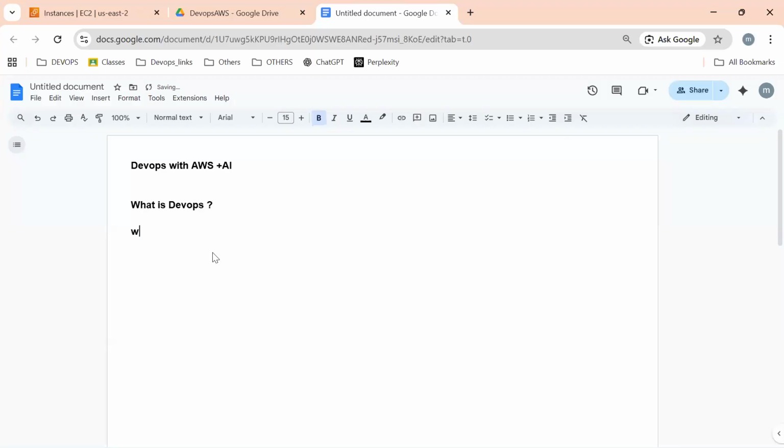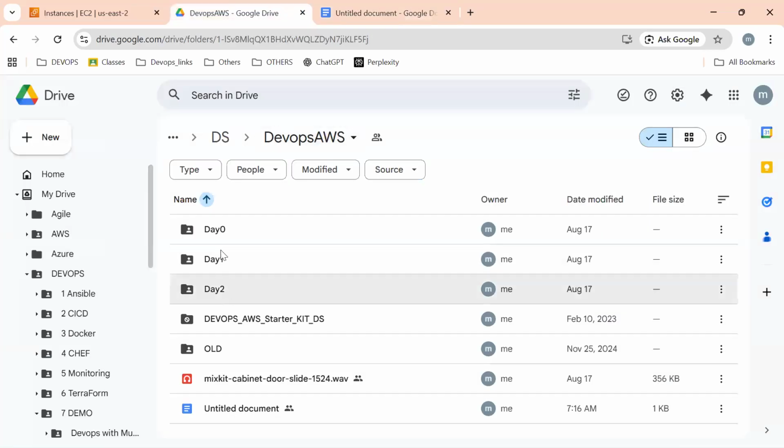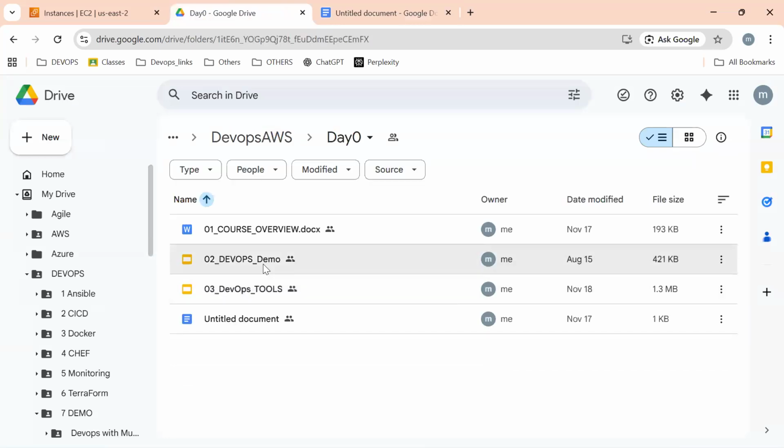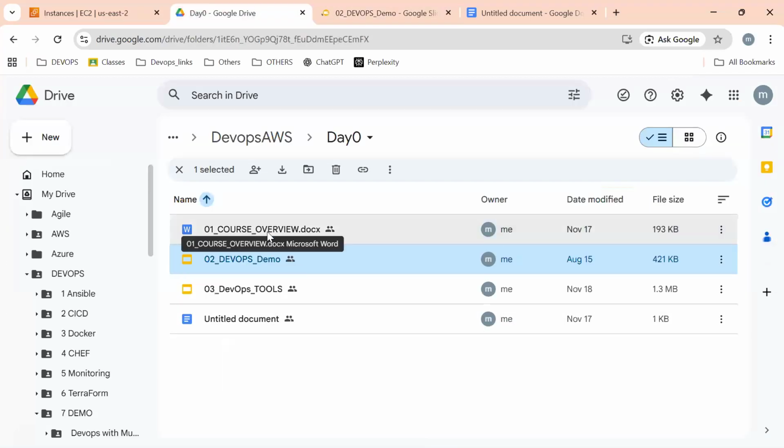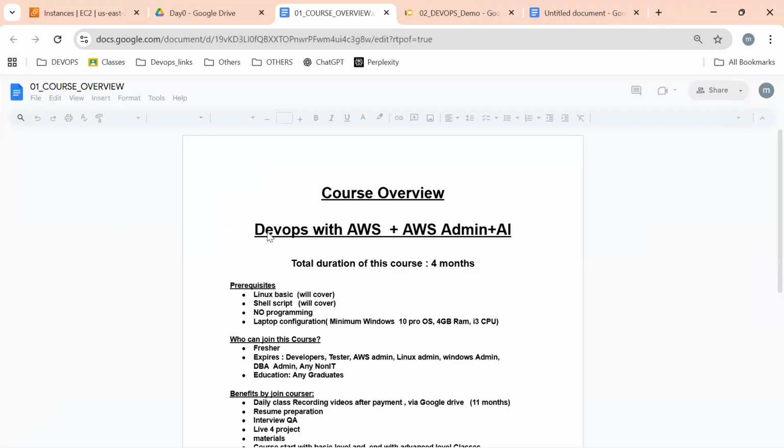Tomorrow, we're going to be discussing what is AWS, and what is the relation between AWS and DevOps. We are going to be discussing that in tomorrow's class. First, let us start with DevOps. Before starting, let us go over what exactly this course is. Let us try to understand first.